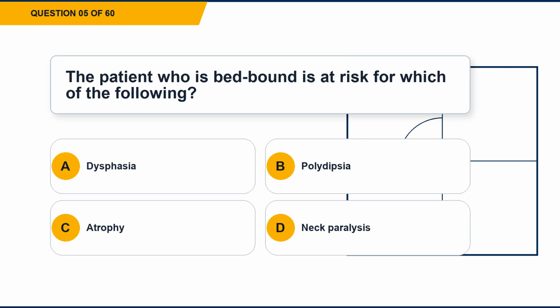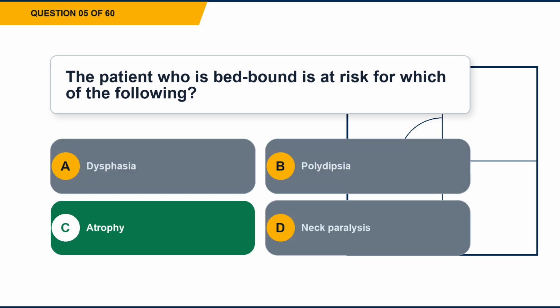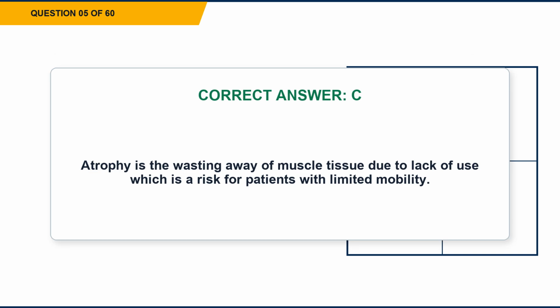Question 5. The patient who is bedbound is at risk for which of the following? Option A. Dysphagia. Option B. Polydipsia. Option C. Atrophy. Option D. Neck paralysis. The correct answer is option C. Atrophy. Explanation. Atrophy is the wasting away of muscle tissue due to lack of use, which is a risk for patients with limited mobility.